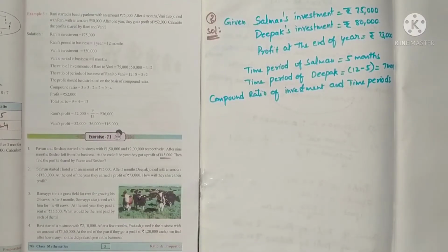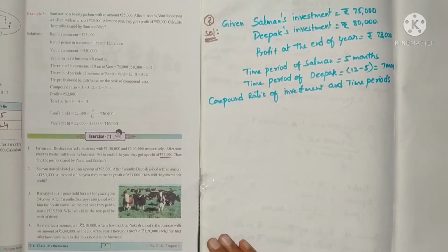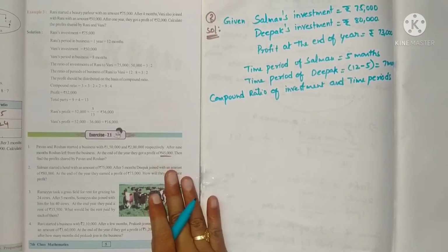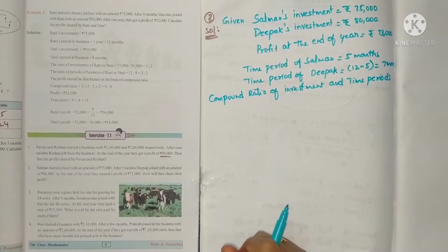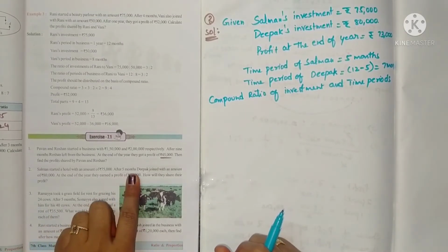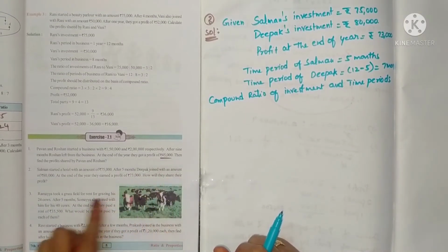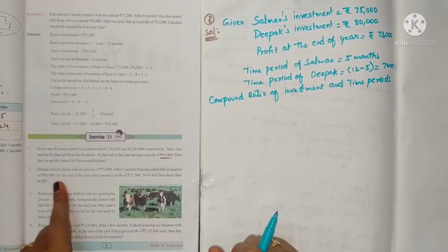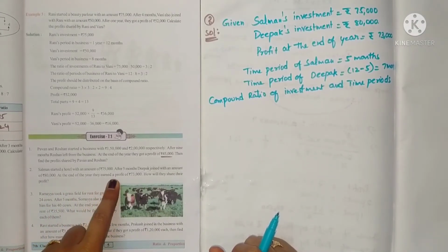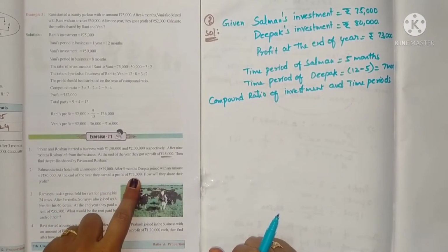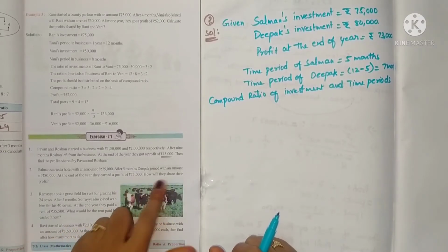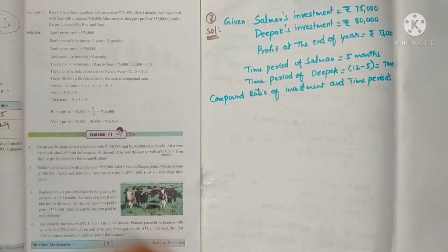Second problem. Salman started a hotel with an amount of rupees 75,000. After 5 months, Deepak joined with an amount of rupees 80,000. At the end of the year, they earned a profit of rupees 73,000. How will they share their profit? Same as the first problem.